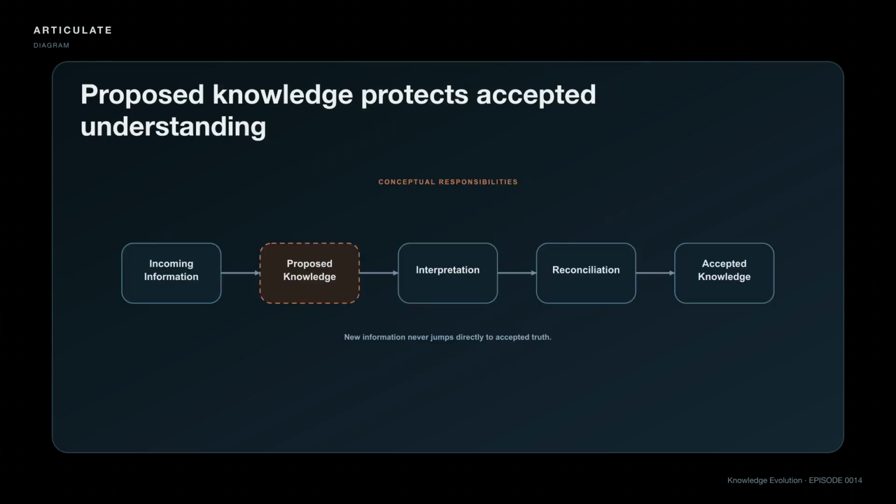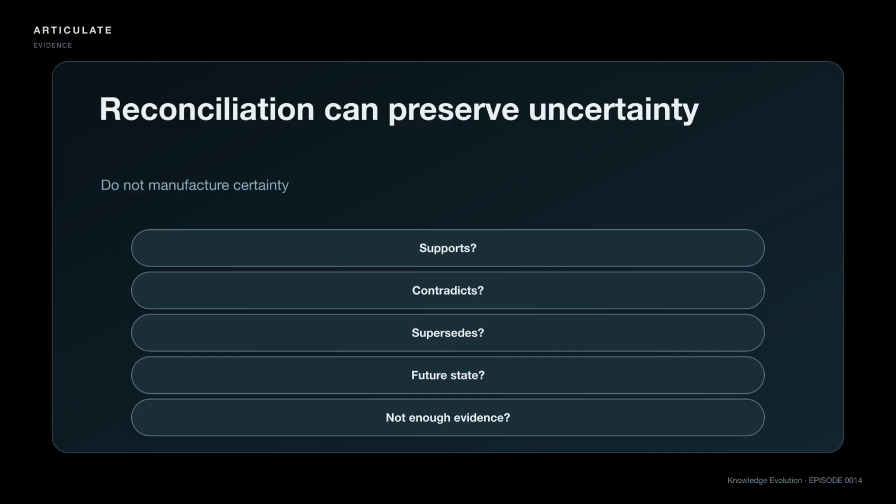And that led me to the idea of proposed knowledge. New information doesn't directly modify the authoritative knowledge model. Instead, it enters a process, something like this. Incoming information initially becomes proposed knowledge. That proposed knowledge is interpreted and reconciled before becoming accepted knowledge. The exact implementation isn't important here. What matters are the responsibilities.